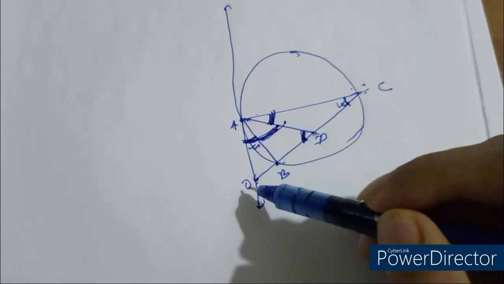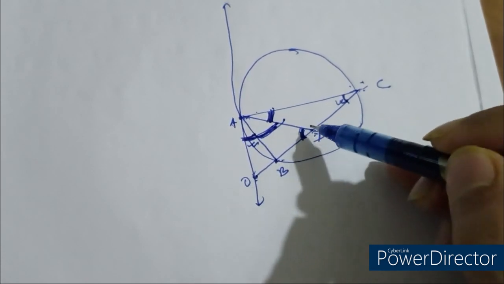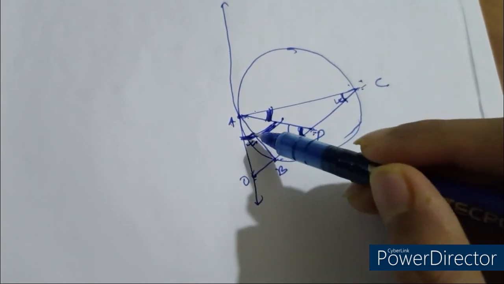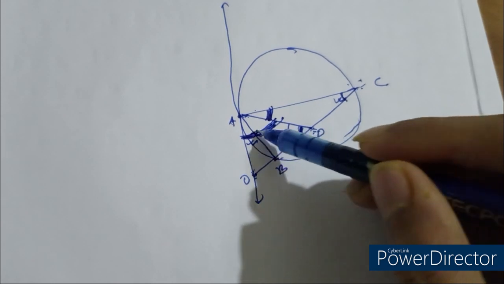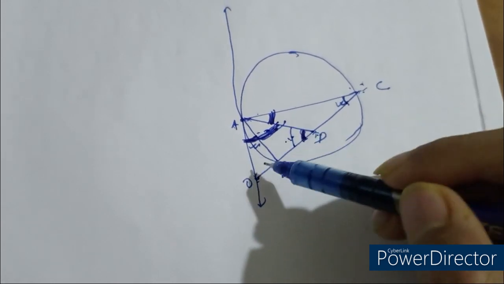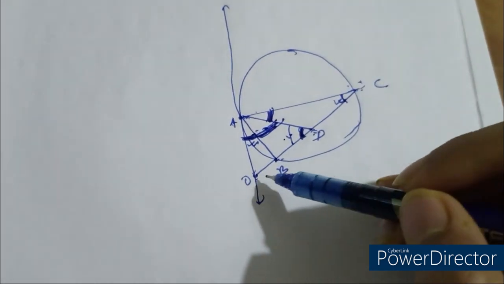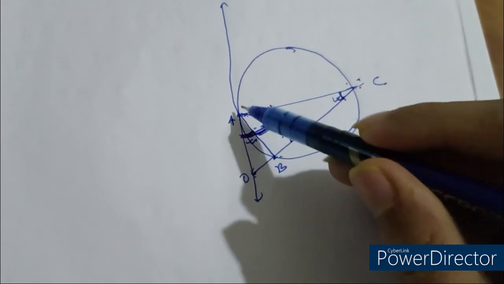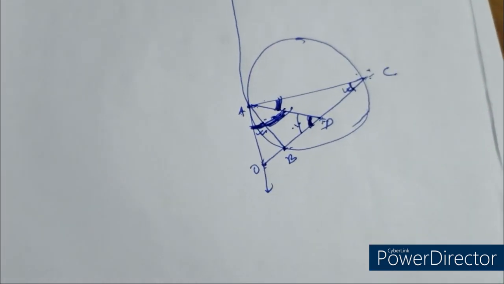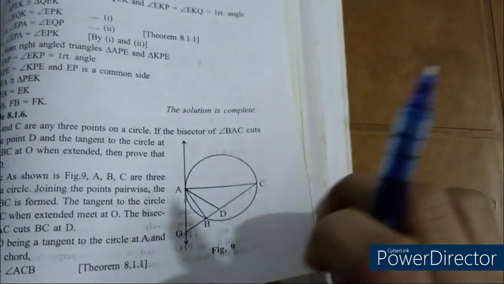Now in triangle AOD, if you see nicely, these two angles are equal. This one is equal to this one. These two angles are equal. So therefore, the sides opposite to them will also be equal. So therefore, OD is equal to OA. This is our proof. This much only, our example 8.1.6.